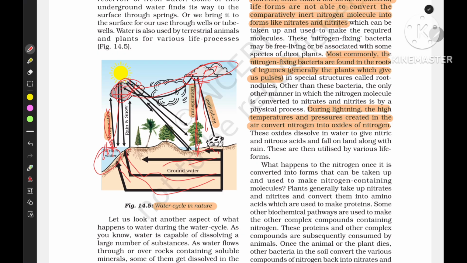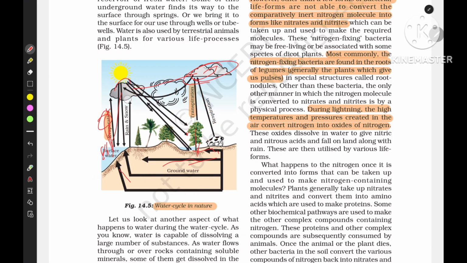Transpiration also helps. During the day there is a high temperature over the land compared to the sea surface, due to which a low pressure area forms, and the wind direction is from the sea to the land during the day.